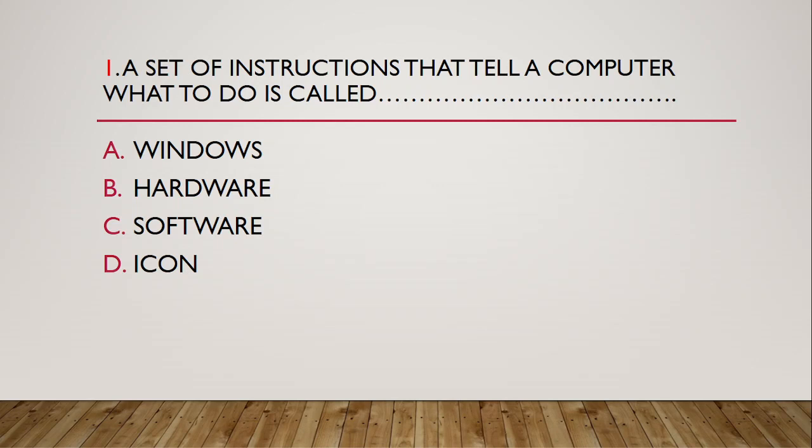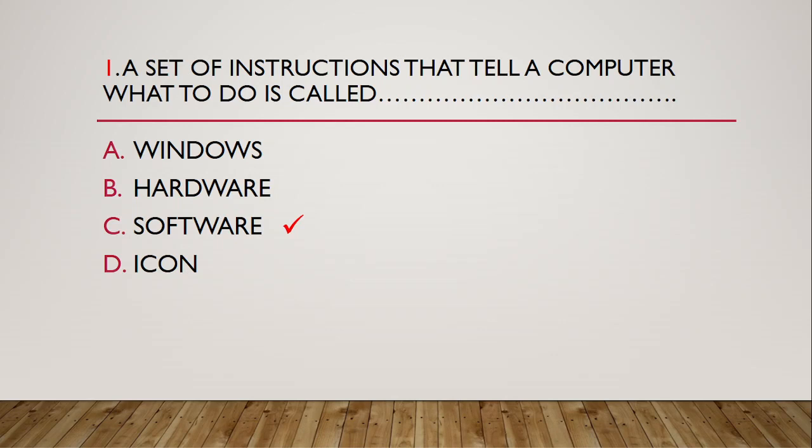Before I give you the answer, like I said, try to find your answer on your own so that you can compare with the answer that I'm going to give you. That is important for you. So our answer here is C, software. Software is defined as a set of instructions that tell a computer what to do.